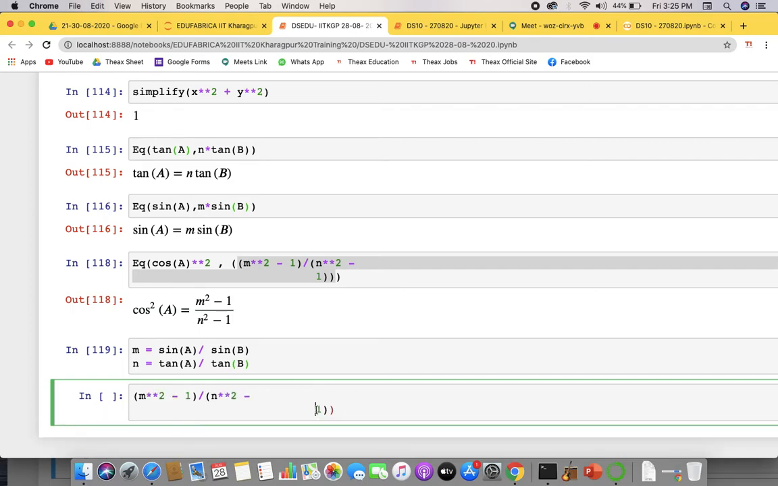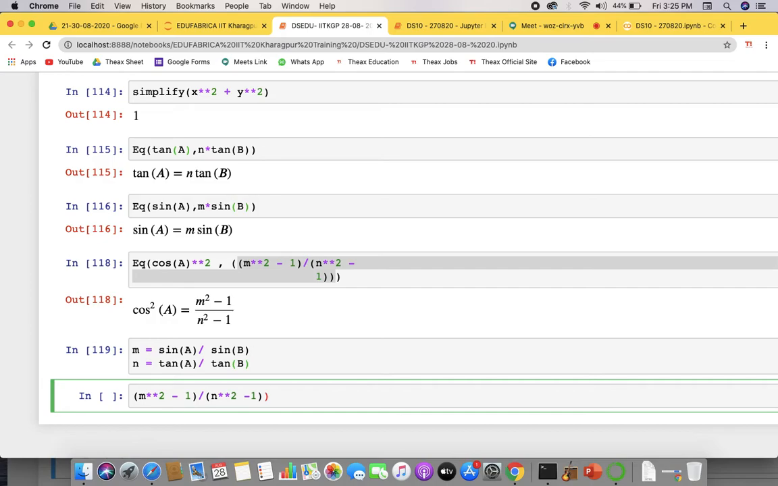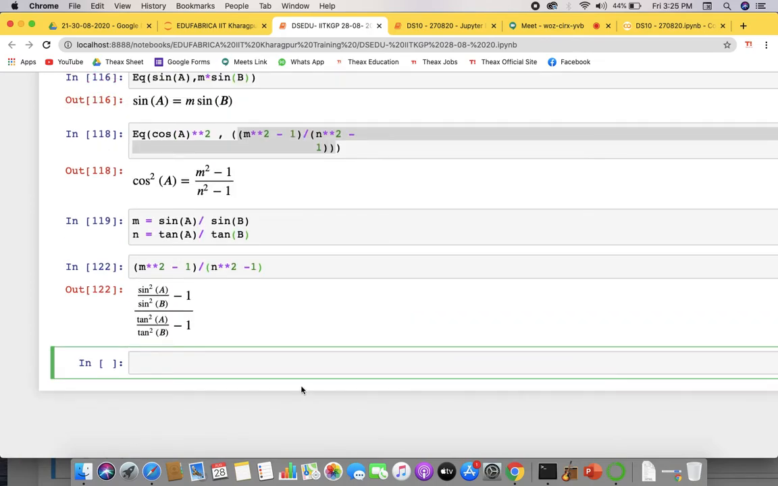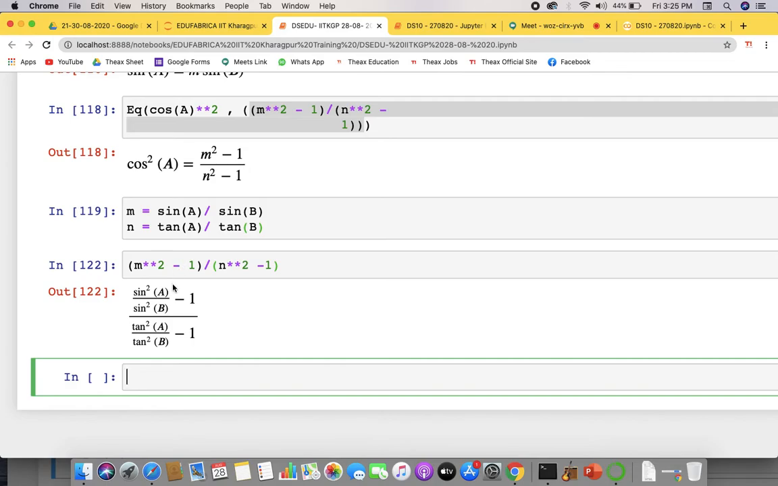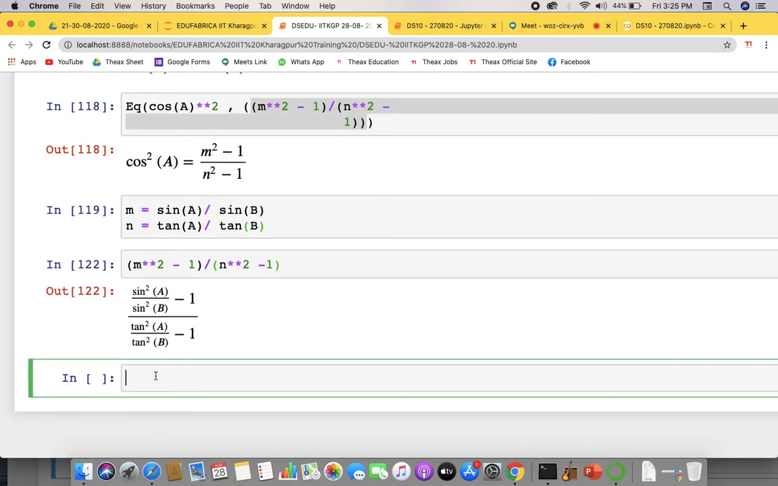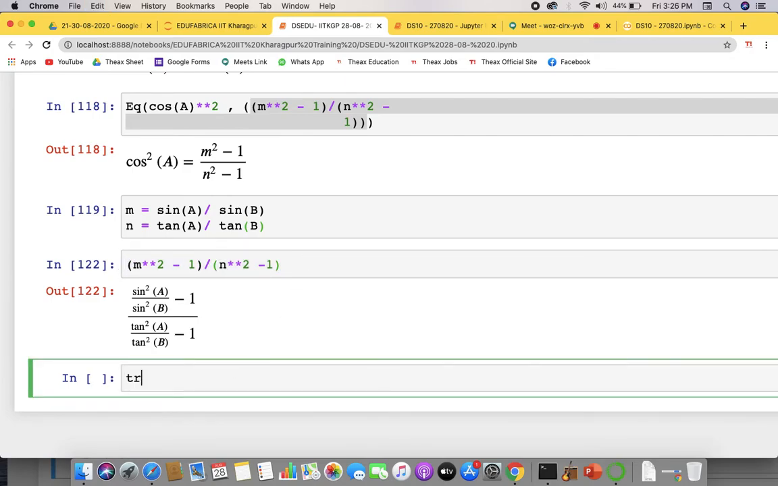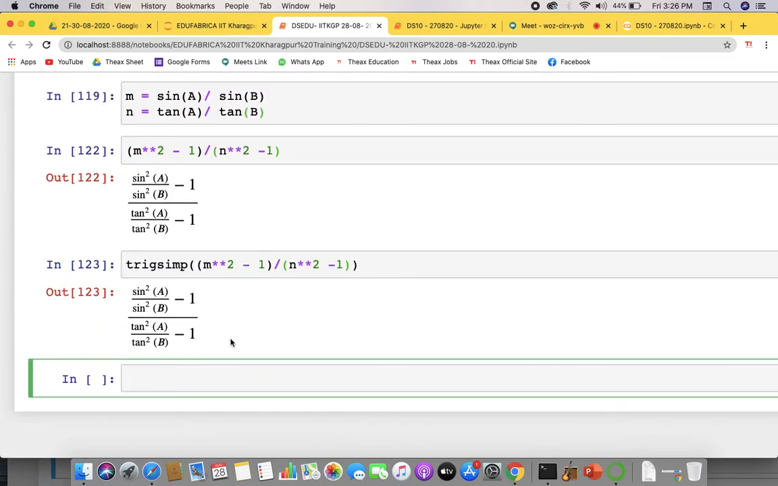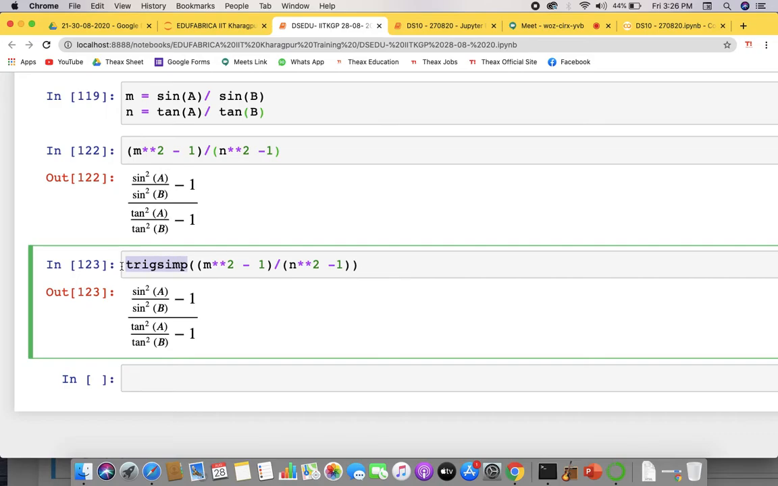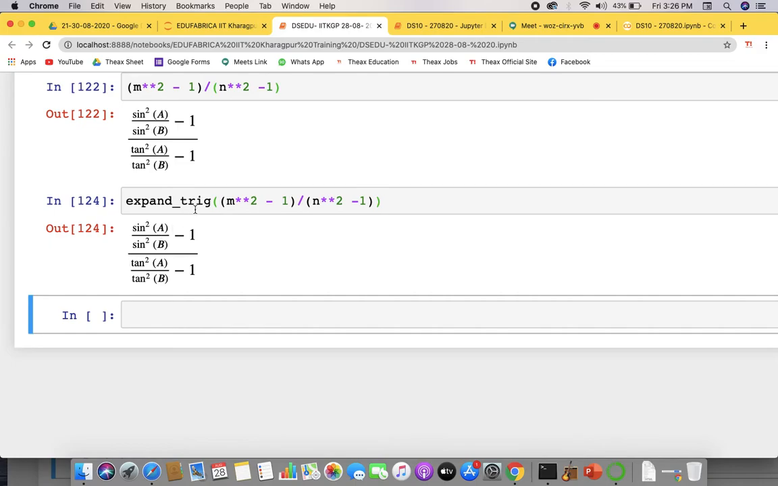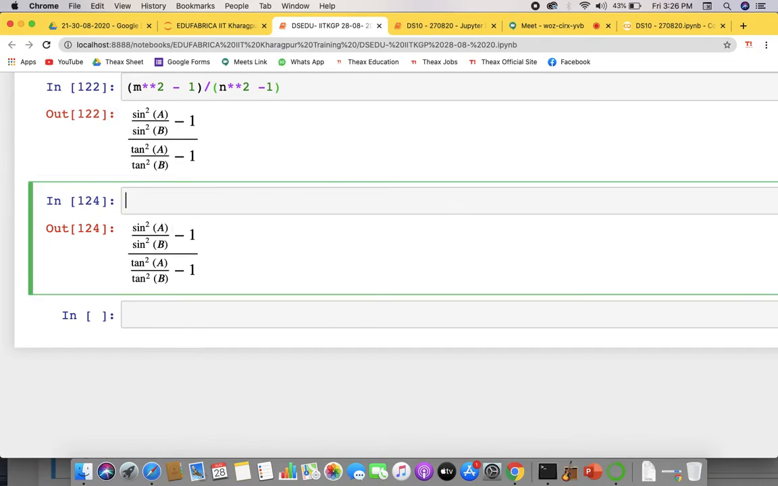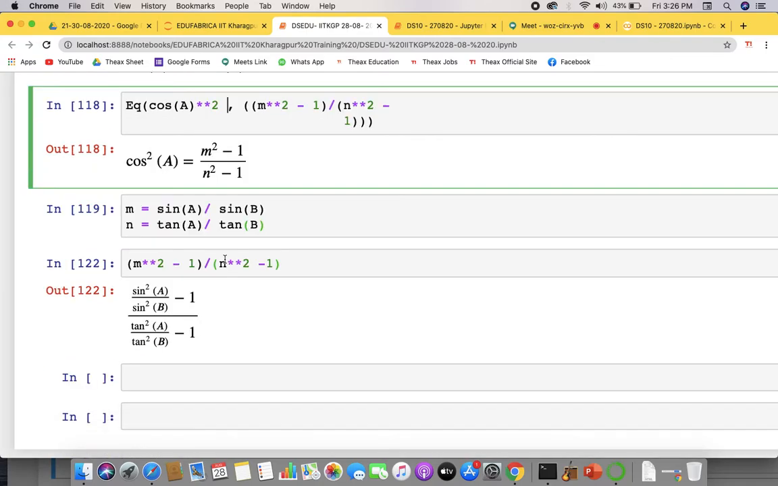To get the values, or should we solve those things to get the values? That is sin²a by sin²b minus 1, by tan²a by tan²b minus 1. And can we just use this trig identity? Will it work here? Solve this? No. So can we use expand? Yes. So we are just fixed on this place now.